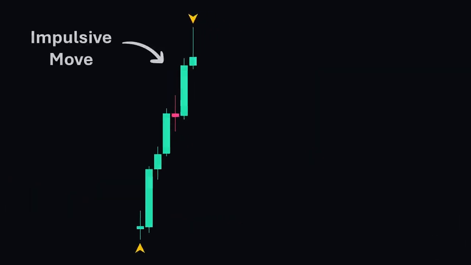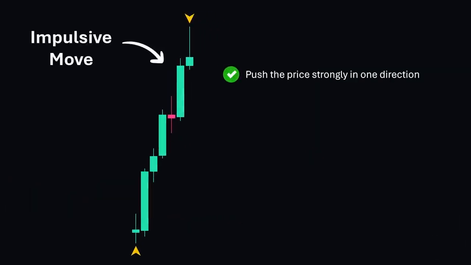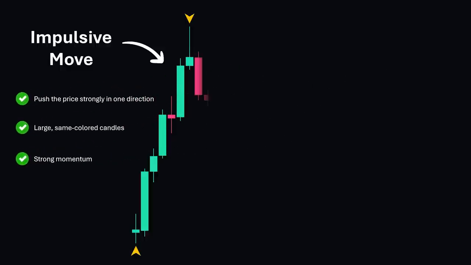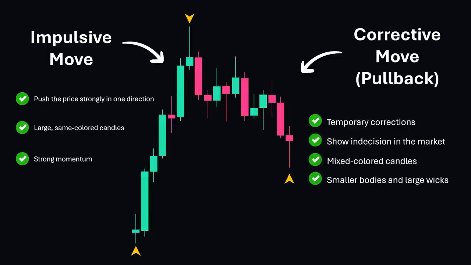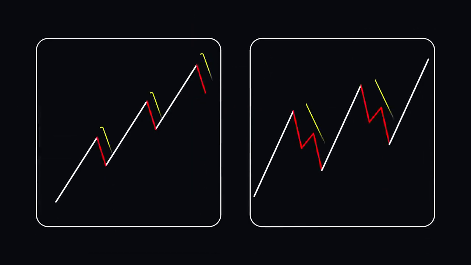Impulsive moves push the price strongly in one direction. They are made up of large, same-colored candles with strong momentum. On the other hand, pullbacks are temporary corrections that show indecision in the market. They often consist of mixed-colored candles with smaller bodies and noticeable wicks. But not all pullbacks are equal.